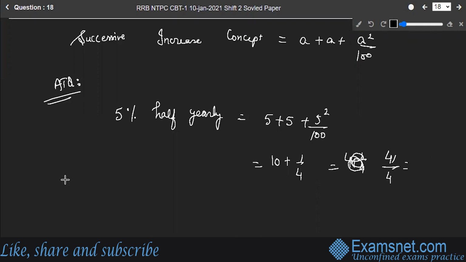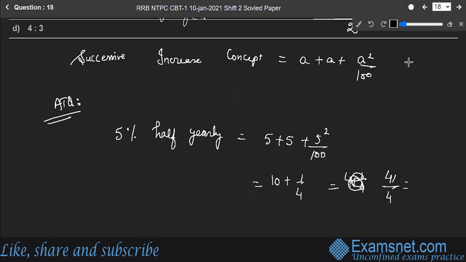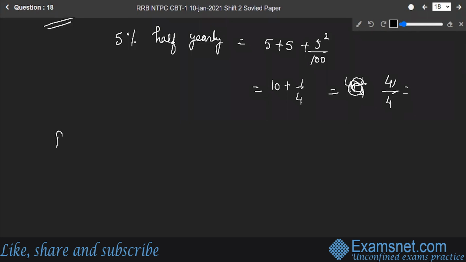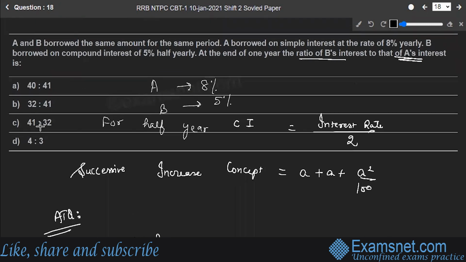So now what you have to find out in the question is the ratio of B's interest to that of A's interest. Okay. So the required ratio is 41 upon 4 is to 8, which is equal to 41 is to 32. Let's check. We have option C as the correct answer.